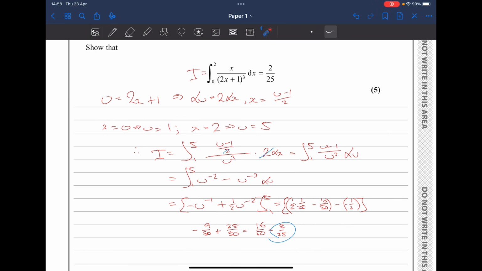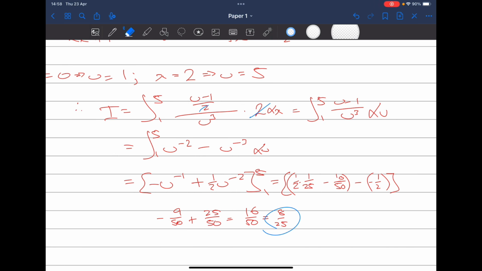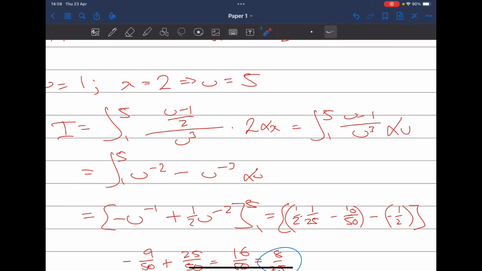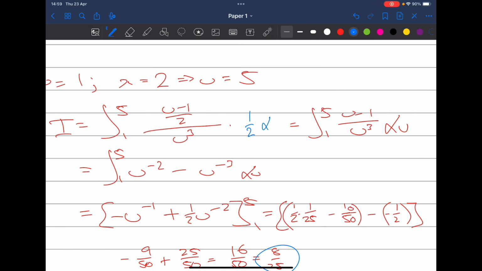Let's see what I've done wrong. Here du is 2 dx. But what I've done is I've replaced dx the wrong way around, does that make sense? So this should not have cancelled off. Let's trace through what should have happened. The 2 down here shouldn't have cancelled out with that one, because it shouldn't have been a 2. It should have been a half, and that dx should have been a du.